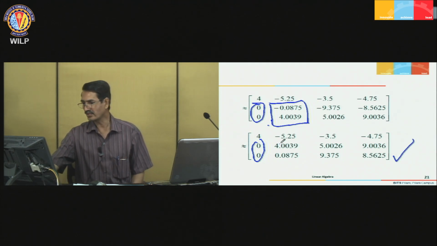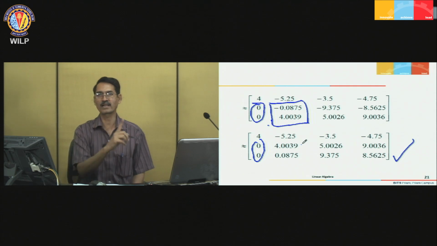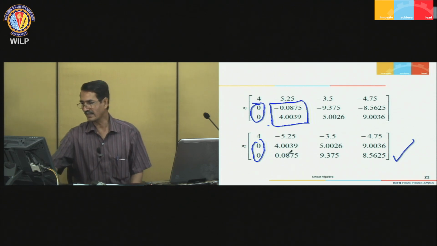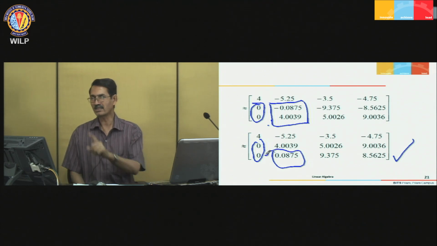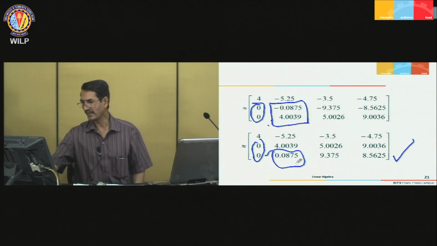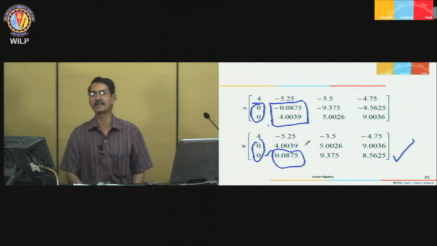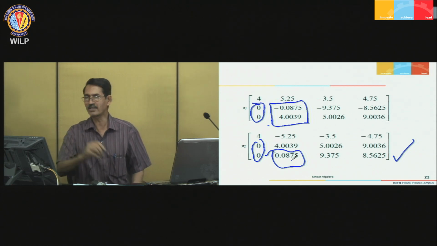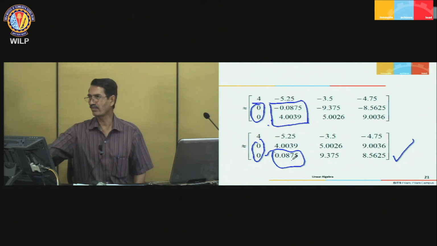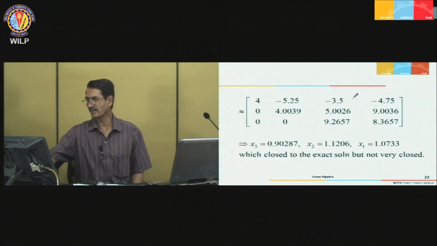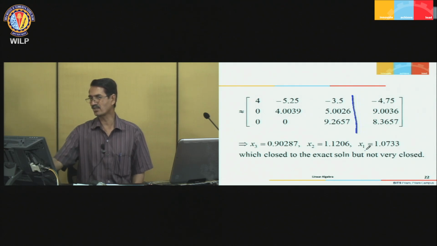In this case, 4.0039 is the pivot element. When it is the pivot element, below it we want 0. How to create this 0? Multiply the second row by 0.0875 divided by 4.0039, then subtract from the third row, and automatically this element will be 0. That is the process of creating 0. Finally, we get an upper triangular matrix, and from here we use backward substitution to get x3, x2 and x1.